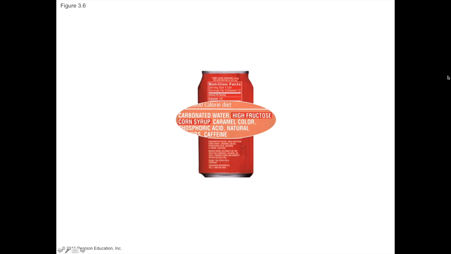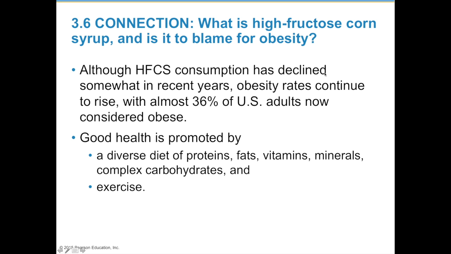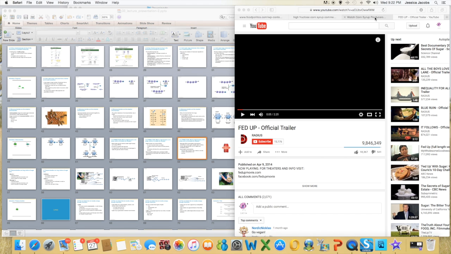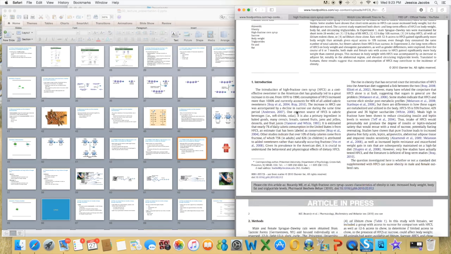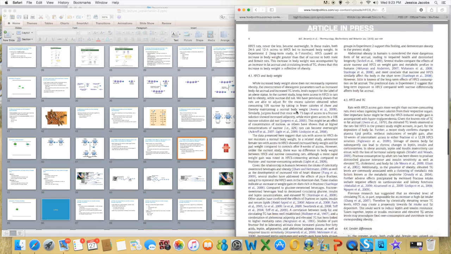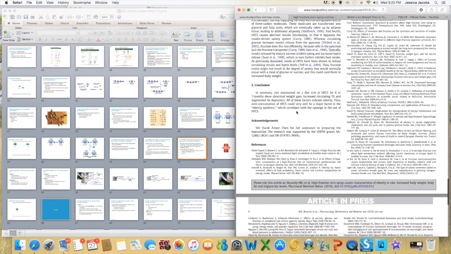Okay, so I just want to introduce some other things. Number one is this journal here. This was published in 2010, and it says high fructose corn syrup causes characteristics of obesity in rats: increased body weight, body fat, and triglyceride levels. What this research paper shows is that these rats maintained a diet rich in high fructose corn syrup for 6 to 7 months and showed abnormal weight gain.